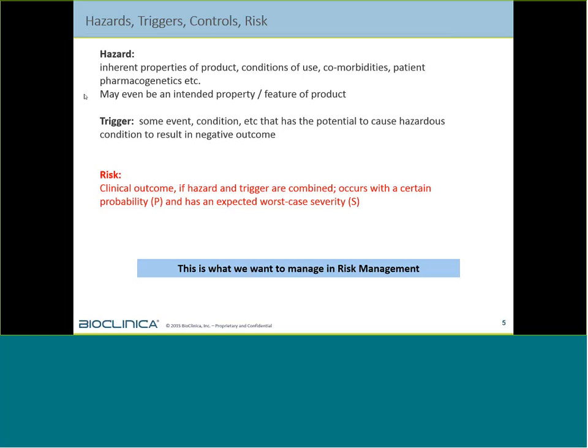And sometimes your hazard is even an intended property of the compound, if you want to kill cells, for instance. A trigger can be some event, a condition that has the potential to cause a hazardous condition and results in a negative outcome. And then the risk in the end, if everything goes wrong, is a clinical outcome when the hazard and the trigger are combined. And how often does this occur?